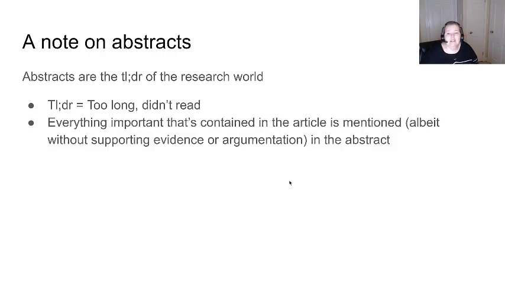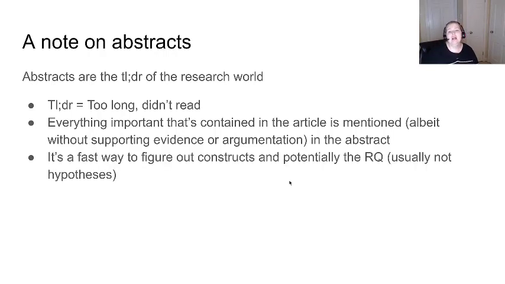Now, as a result, everything that's important in the article is mentioned in the abstract, like truly important, right? So everything's mentioned, as I say here, albeit without the supporting evidence or the argumentation. So a lot of times it's really sparse on the reasoning. You still need to read it. But you know what they're claiming at the very least and why they are interested in it. So the abstracts are a fast way to figure out what constructs they are studying, right? What's important in this thing? And potentially the research question, although not usually the hypothesis.